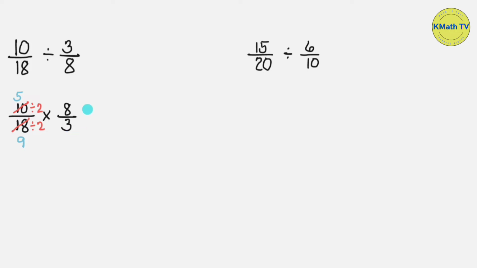8/3 cannot be cancelled. So, let's multiply now. Multiply the numerators. 5 times 8 equals 40. Then, multiply also the denominators. 9 times 3 equals 27. Okay, the answer is 40 over 27.